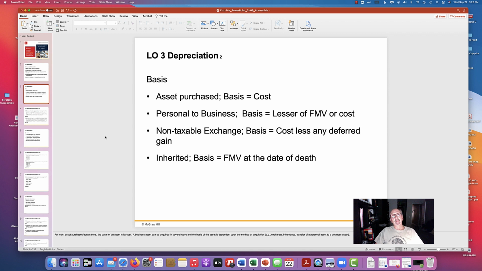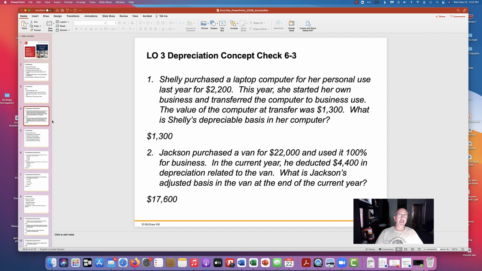So basis, the cost of the asset. Personal to business, in other words, you take personal property and contribute it or put it into service for the business. The basis is going to be the lesser of the fair market value at the time it's put into service or the original cost, whichever is less. Non-taxable exchange, it's going to be the cost less any deferred gain if there is any. And finally, with inherited property, the basis will be whatever the fair market value was at the time of death of the person who owned it. So let's take a look.